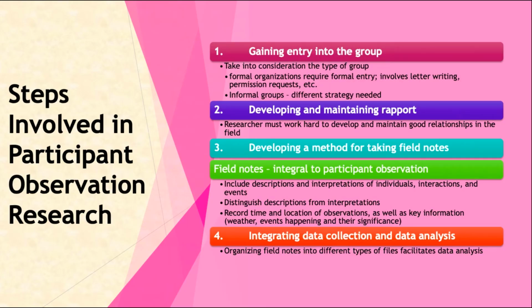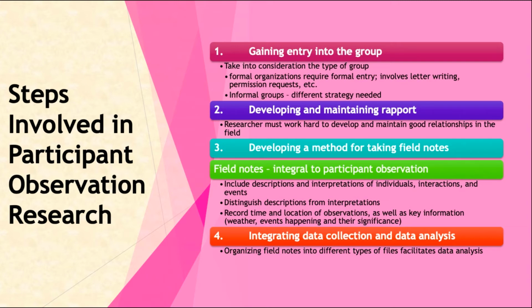What are the steps involved in participant observation research? First, gaining entry to the group. You must know that entry is sometimes formal and sometimes informal. If you are interviewing a formal organization like a multinational company or government agency, that requires formal entry. You have to draw up a letter and get permission for the people to be interviewed. You may go, for example, to a prison to observe how prisoners live. You need a formal entry.